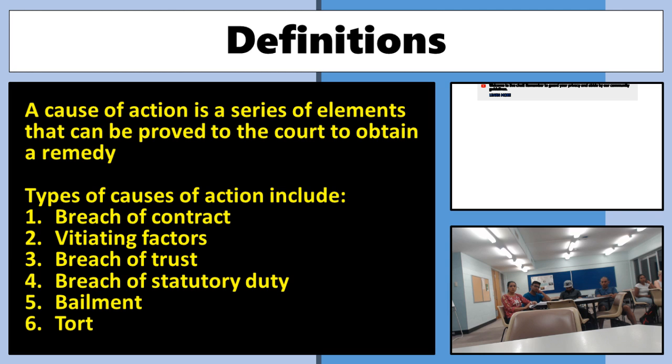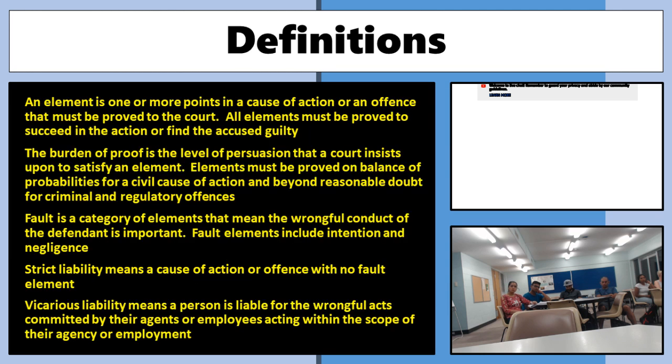All right. And so this idea of elements is a really important thing to note. There are things that you have to prove to the court in order to succeed. If you do succeed in all the elements, you win. You're going to get some form of remedy. All right, and the level of proof, again, as I mentioned, the civil matters, it's on balance of probabilities. Criminal matters, beyond reasonable doubt.